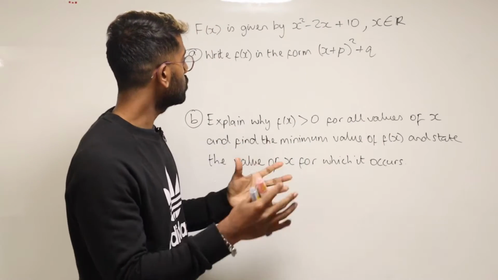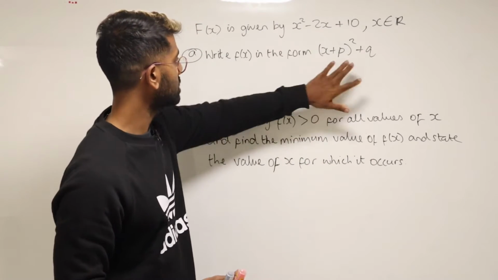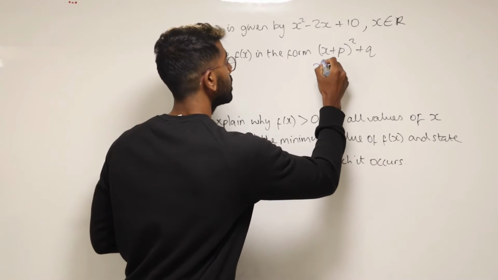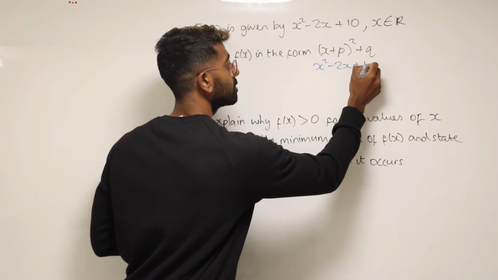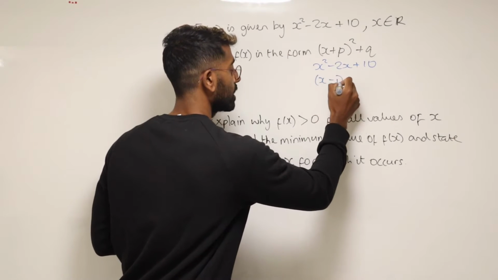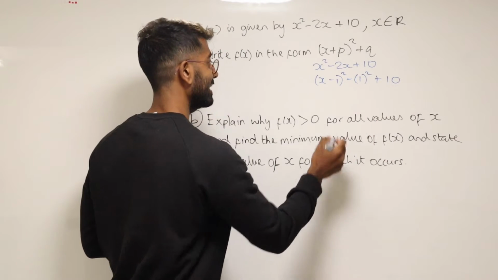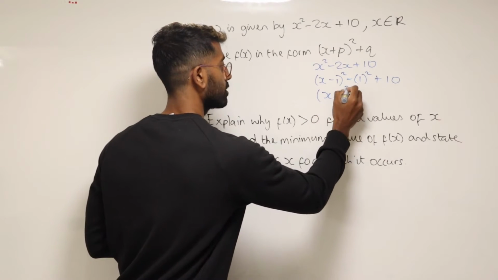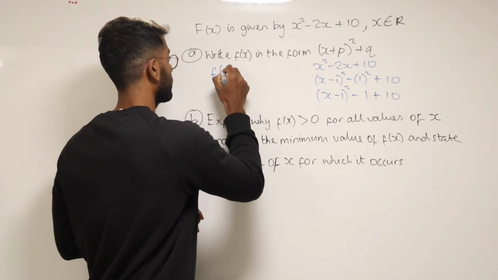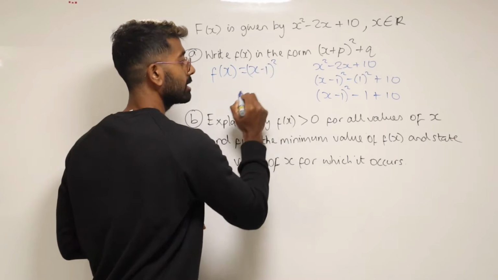And now what we've got to do is first of all complete the square. So write f of x in this form here. So let's go and do that. So we've got x squared minus 2x plus 10. And so let's complete the square. We'll have x minus 1 squared, take away 1 squared, and then add 10. So that's x minus 1 squared, take away 1, plus 10. So if I simplify it down, I can write f of x is equal to x minus 1 squared plus 9.